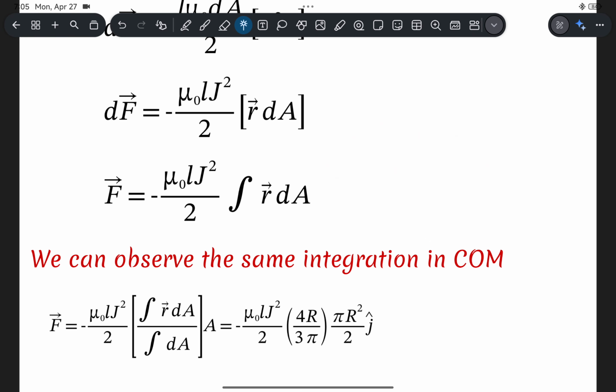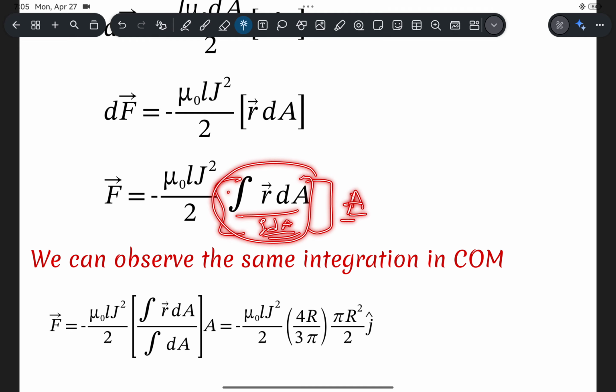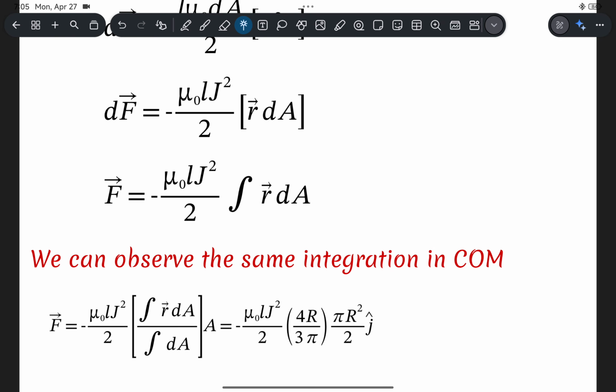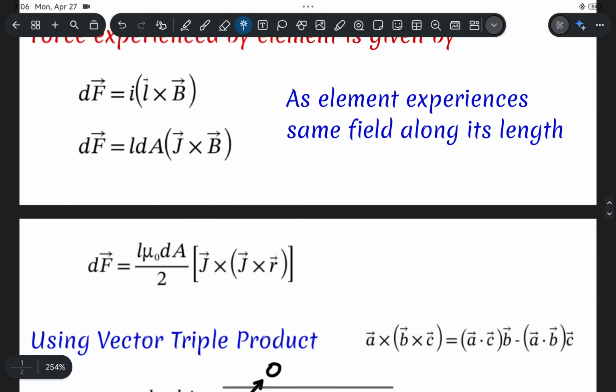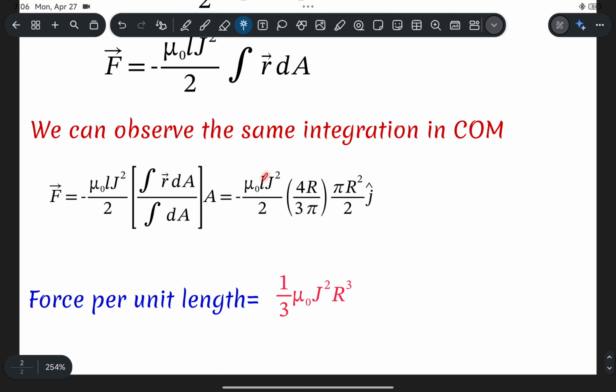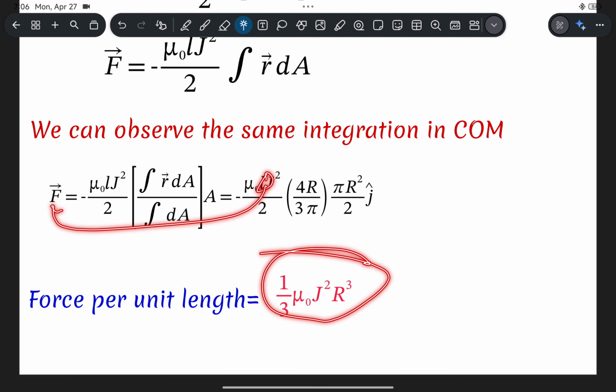So the R COM formula I want to use for that, I have just divided by integration of dA and again multiplied with A. Integration of dA will be A only. So this is your center of mass formula only. That sigma will get cancelled. So this one I have replaced with 4R by 3 pi. Ultimately the area value I just substituted as pi R square by 2, and this J cap I'm just showing to tell you that the center of mass will be somewhere here in this direction. The R COM bar was there, so the force is acting exactly opposite to it. Now to get the force per unit length, this L part alone I took to the left side. So you got 1 by 3 mu naught J square R cube.